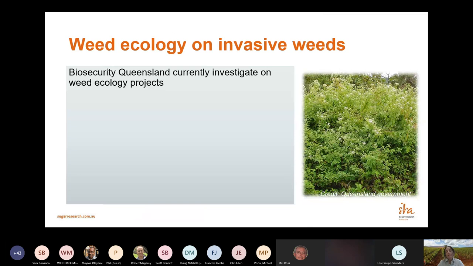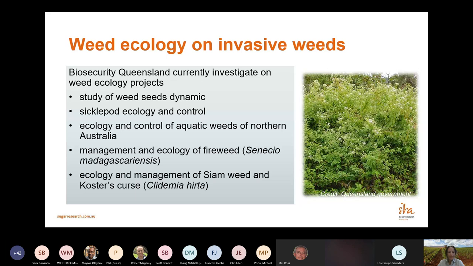So what work is done in weed ecology? Biosecurity Queensland investigates a lot of weed ecology projects on invasive weeds or environmental weeds. For example, they study the seed dynamics of environmental weeds, cycad pod ecology and control, the ecology and control of aquatic weeds in Northern Australia, the management and ecology of fireweed, and the ecology and management of Siam weed and cluster curse.